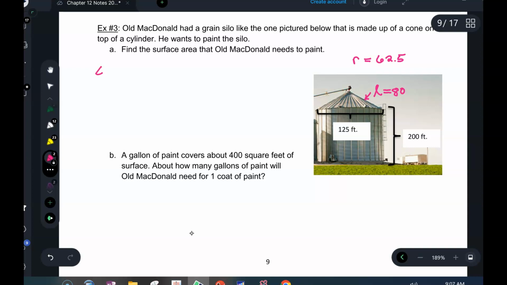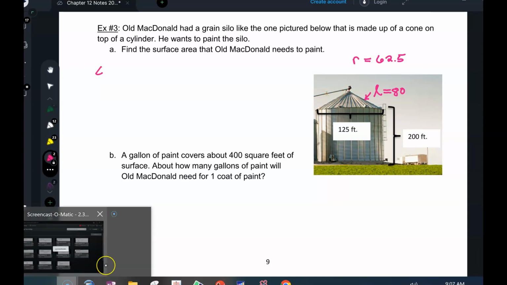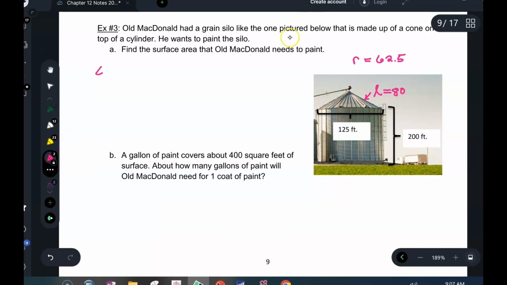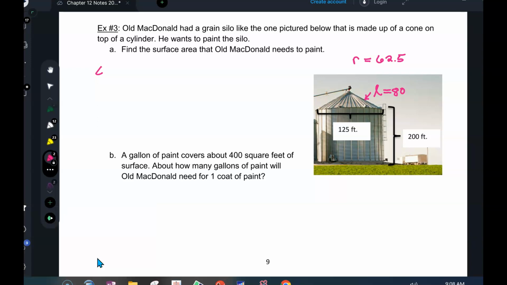Is this exact or is this rounded? We're going to round it. Okay, so go ahead and do that. Okay, so the bottom of the cylinder and the top of the cone are covering each other. So is it part of the outside surface area? No.